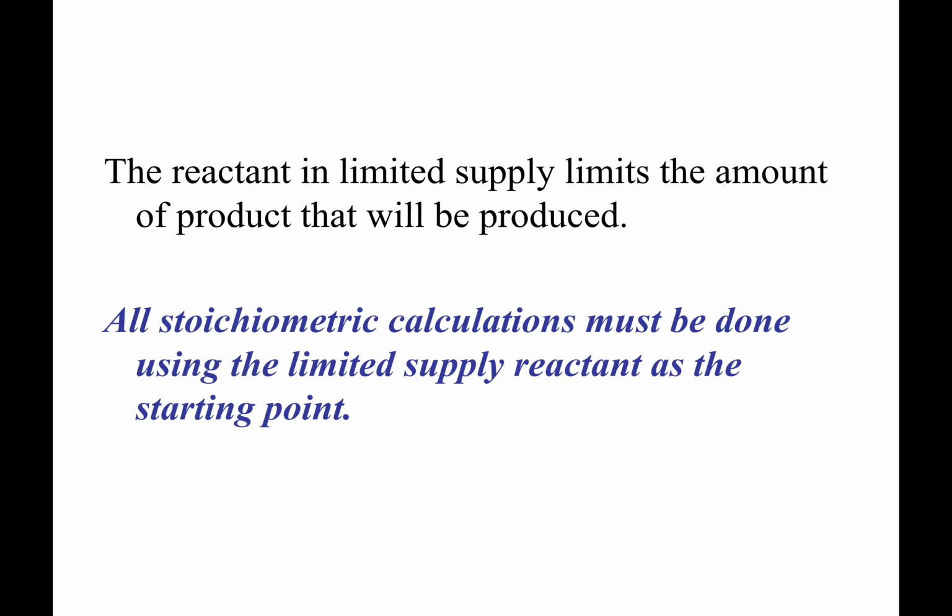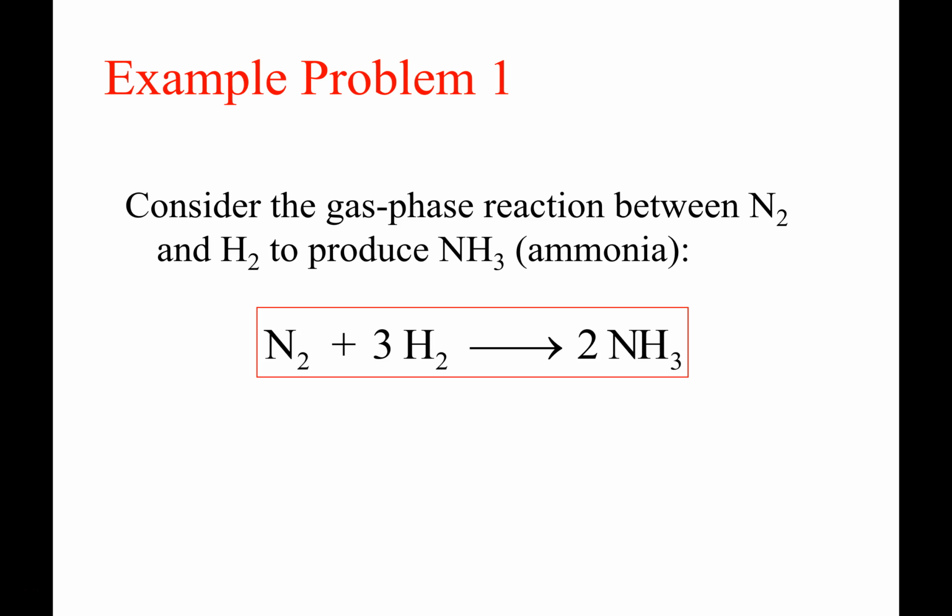So once you identify what's in limited supply, just like your ham was, then you can know how much bread you used, how much excess, that was the present excess that you used. Then you could know how much product you produced. Okay, you could know how much of the excess reactant was left. But the starting point was always finding the thing that's there in limited supply.